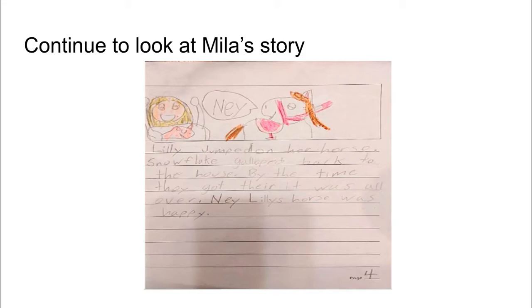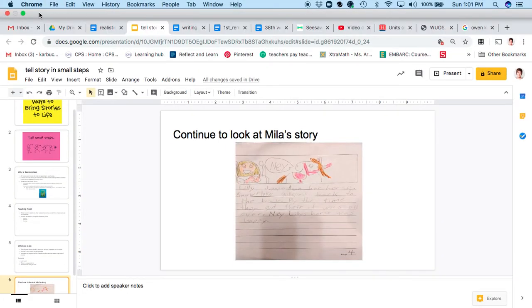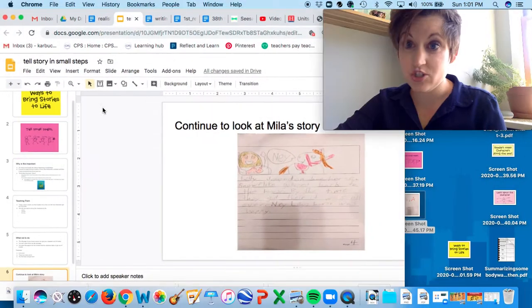So you can hear she gave steps. Step 1, she jumped on her horse. Step 2, the horse galloped back to the house. Then, by the time they got there, they were feeling much happier, and she had the horse use some dialogue. So she used all 3 of our examples of bringing our story to life on her page today. And so this is what I want us to be thinking about when we are doing our fourth page today.